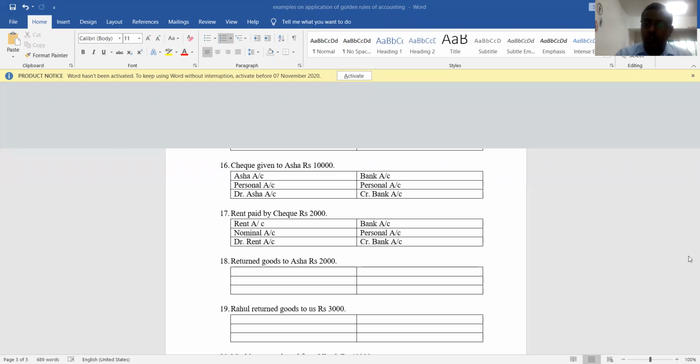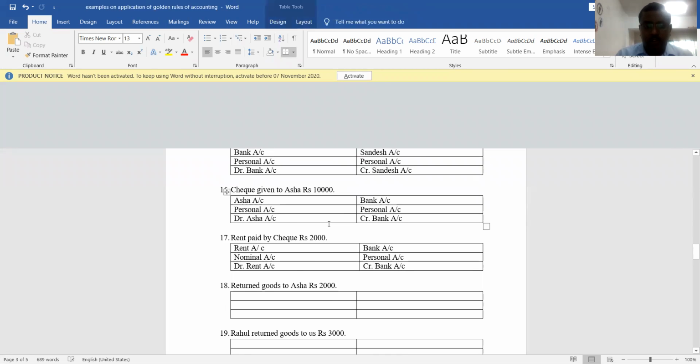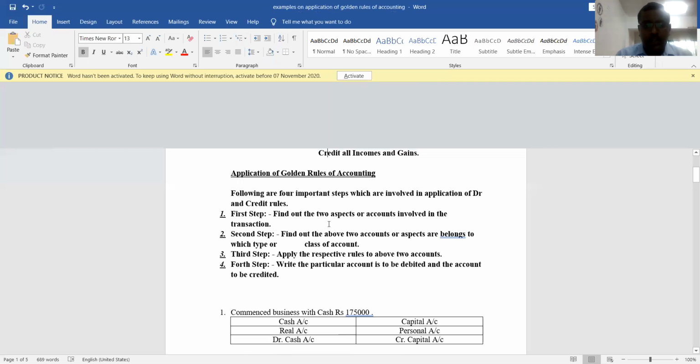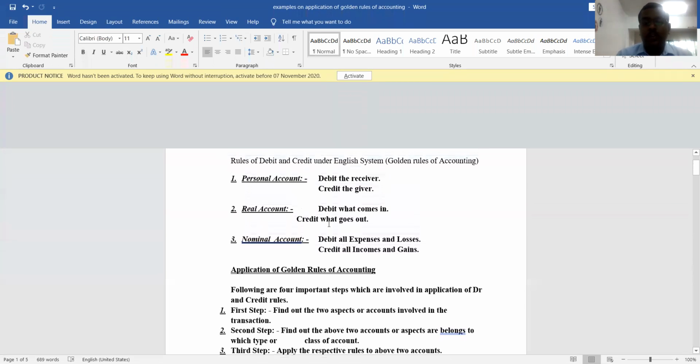As we all know, there are three types of accounts in the field of accounting. First is personal account, second is real account, and third is nominal account. These accounts have their own debit and credit rules. Personal account rule: debit the receiver and credit the giver. Real account rule: debit what comes in and credit what goes out. Nominal account rule: debit all expenses and losses and credit all incomes and gains. So these are the debit and credit rules of all three types of account.